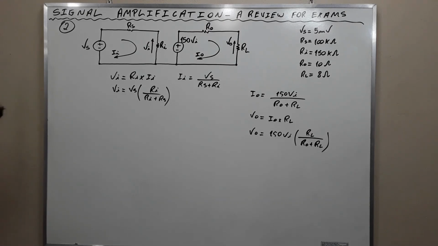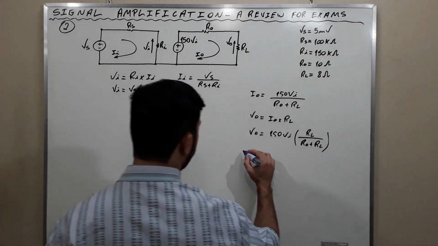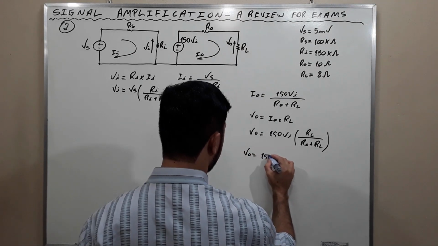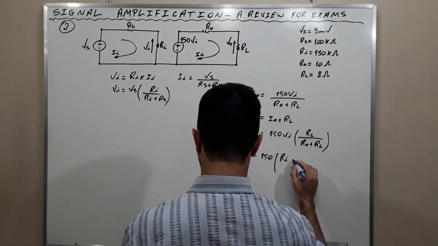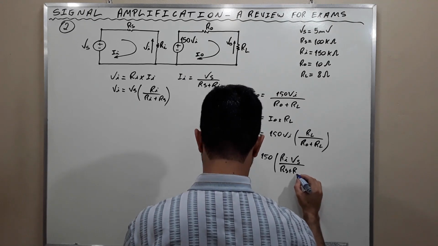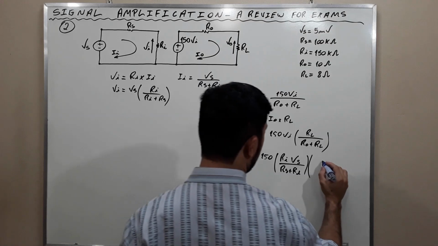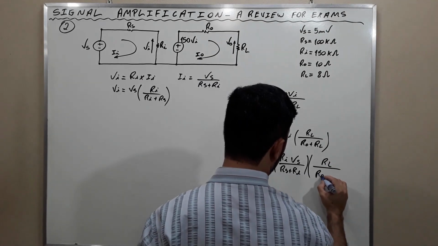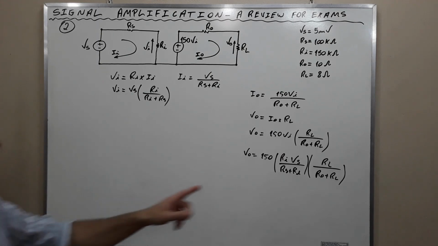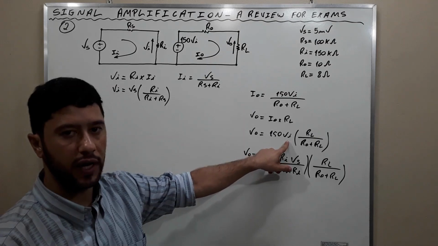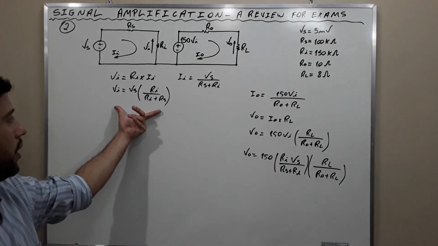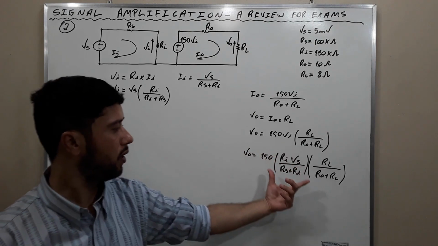Now, combining the aforementioned expressions, Vo is equal to 150 Ri Vs over Rs plus Ri times RL divided by Ro plus RL. How is it possible? Observe that we have a Vi here, and we have a Vi here. We simply substitute, we take this and put here, and the expression becomes this.